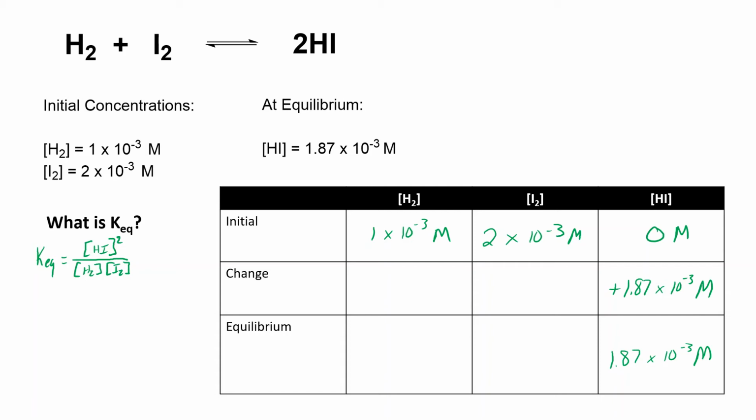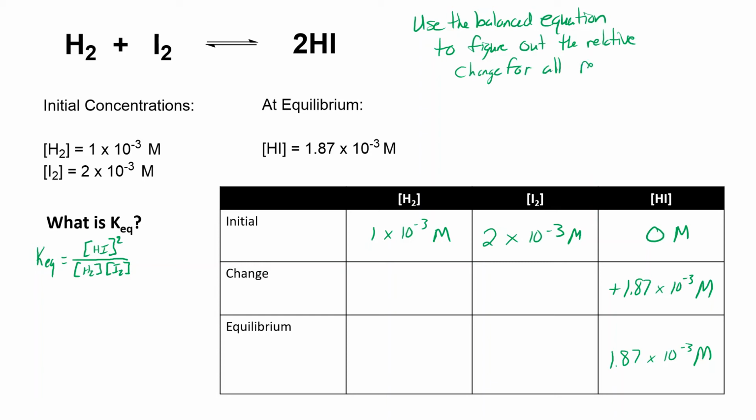But now what, right? Now it seems like maybe we need to take a step back and figure this out because we don't have values for any of these 4 blanks over here in this quadrant. This is where we go to the balanced equation. So we use the balanced equation to figure out the relative change for all components, for all reactants and products.